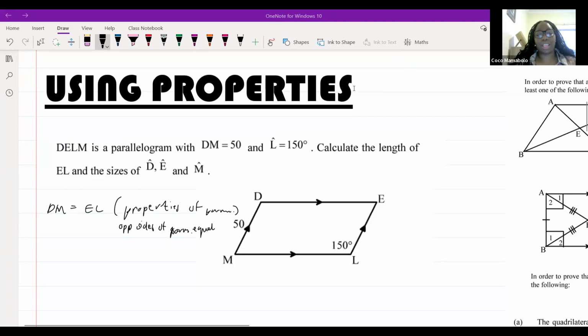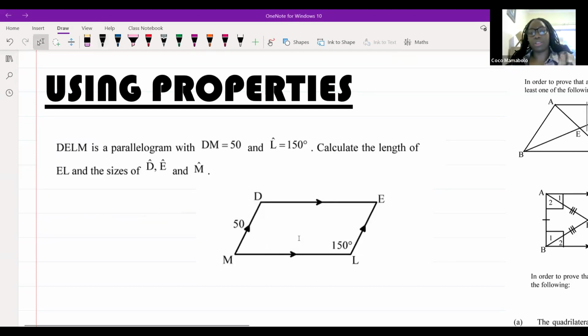All right, let's start with the question that we've been given over here. So it says here, DELM is a parallelogram. Do you see how lovely they're being? They're telling us that this is a parallelogram, so we can use all the properties of a parallelogram that we know. So we now start thinking about all of those. I know in a parallelogram that opposite sides are equal. Does somebody want to give me another one? Opposite sides are equal. What else do we know about parallelograms?